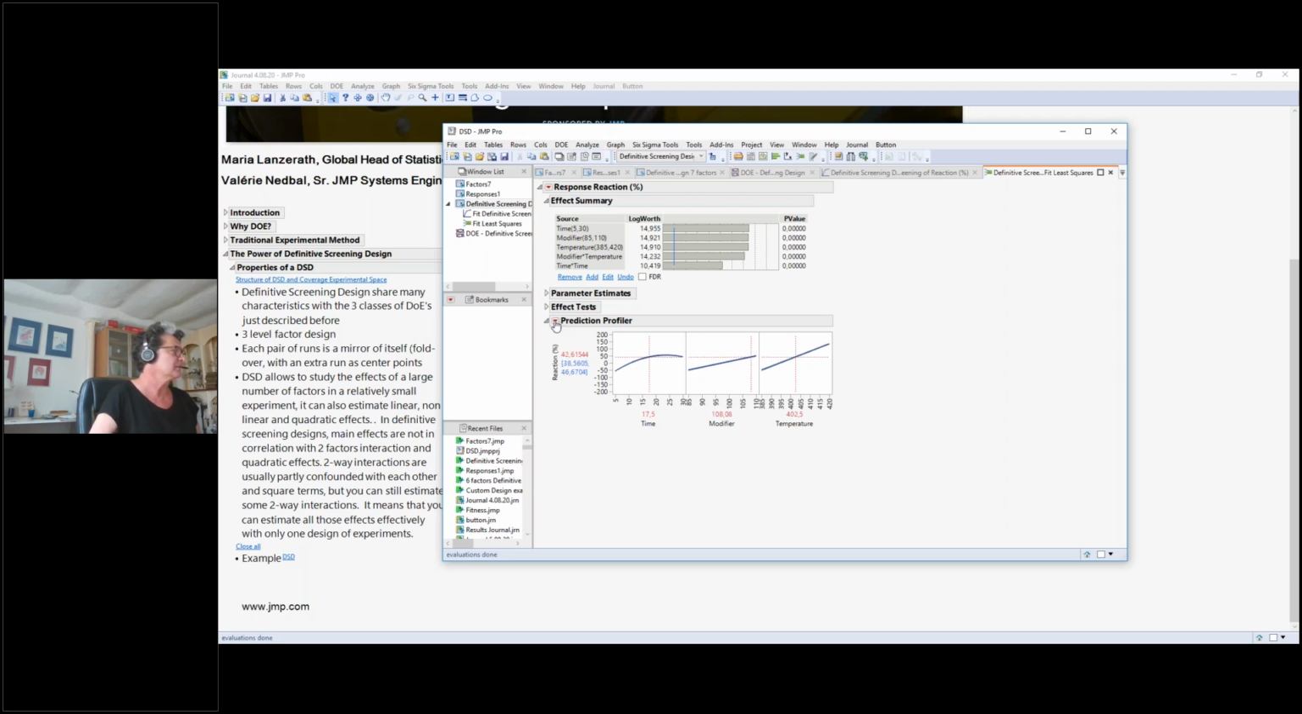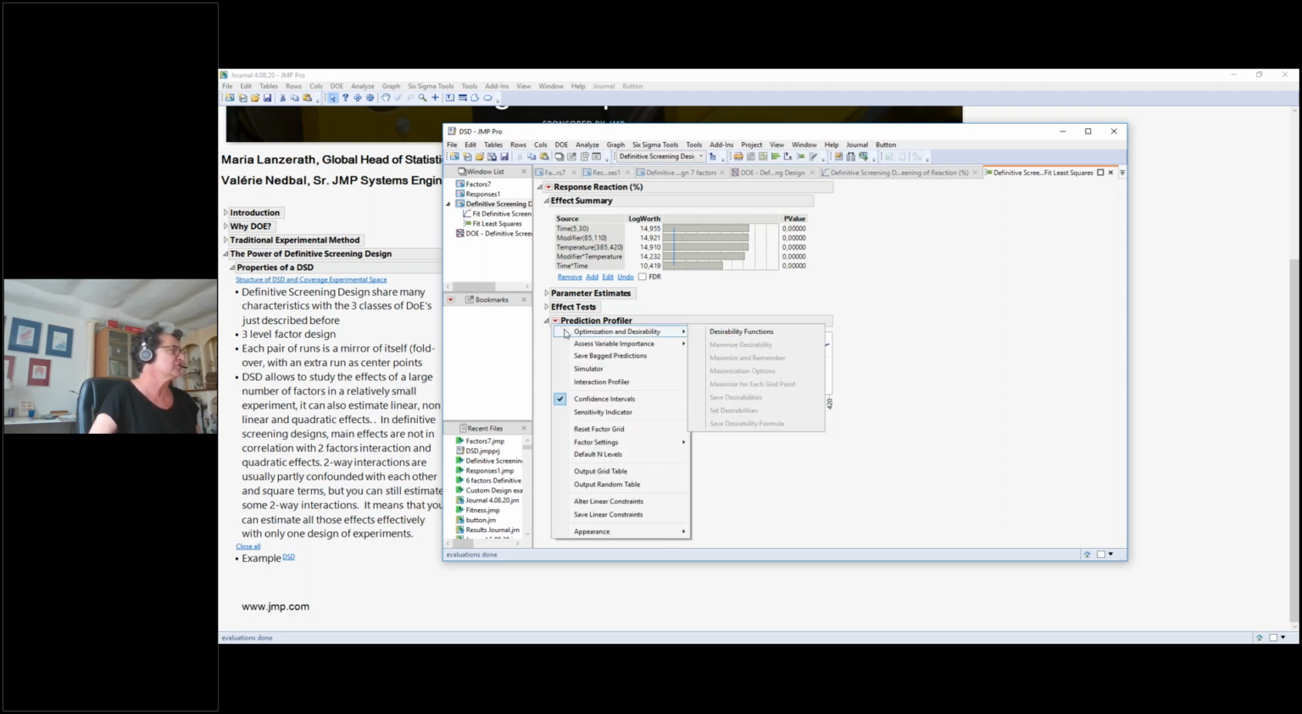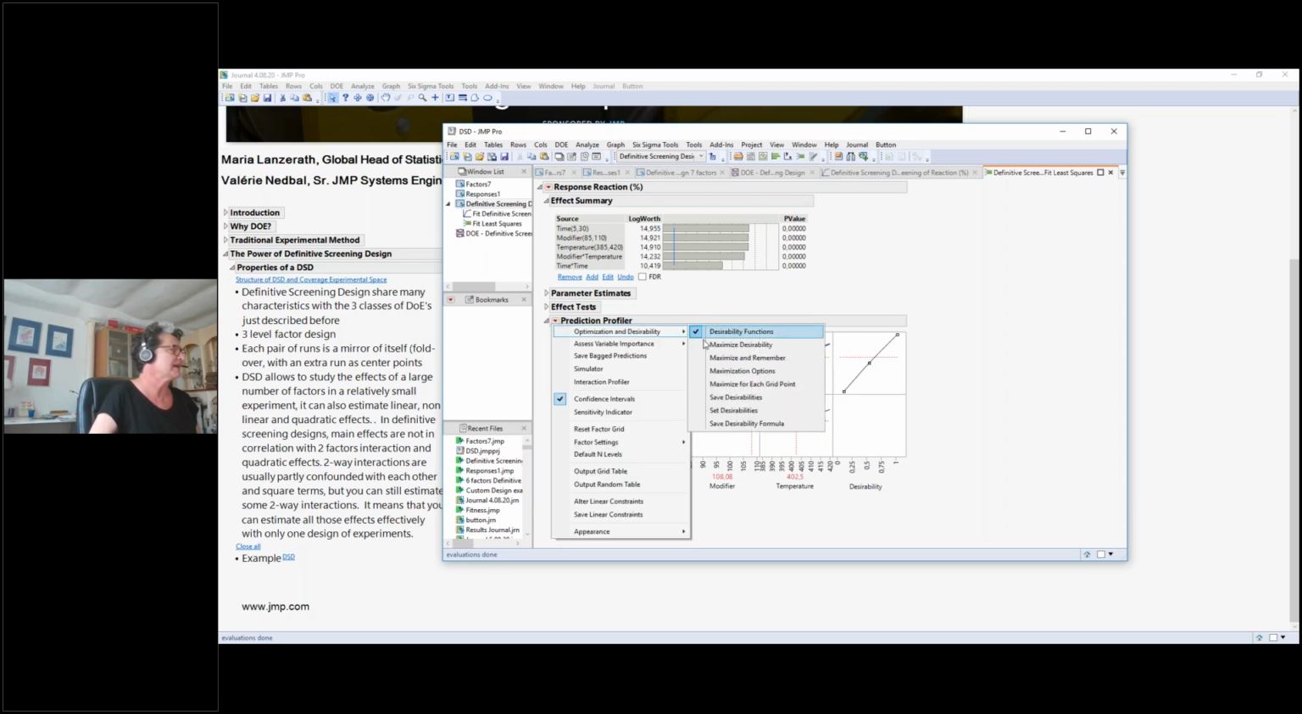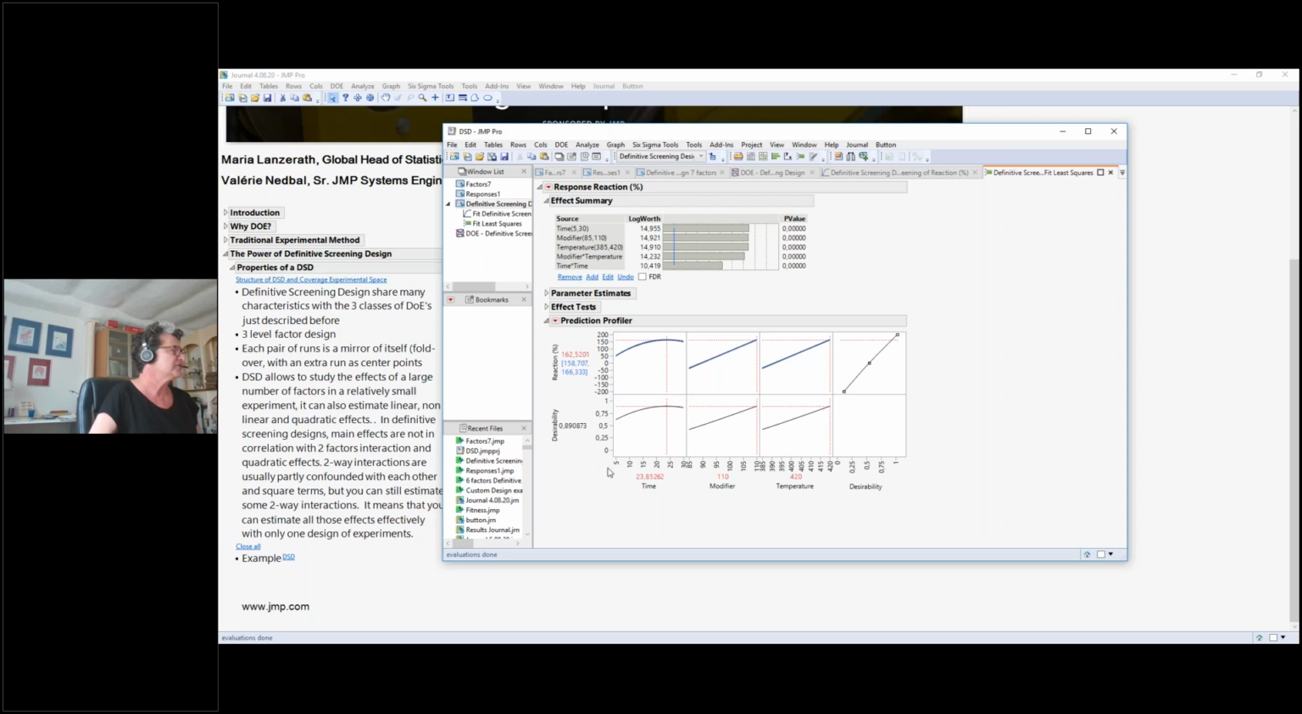And as a last piece is now to ask JMP to find the optimum by using the desirability function. And as I've already explained, we want to maximize the desirability, and JMP will find, or the model will find, the optimum level of your different terms in order to have the maximum of your reaction. So by this, I will leave now the words to Maria, who will then explain her case study. Thank you.